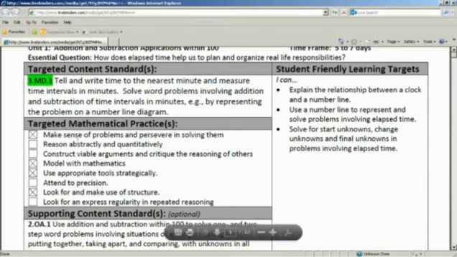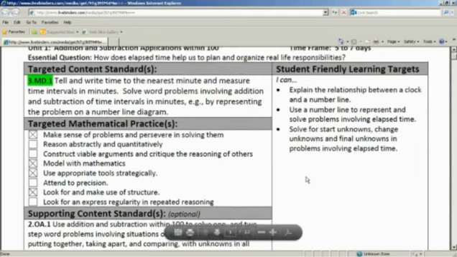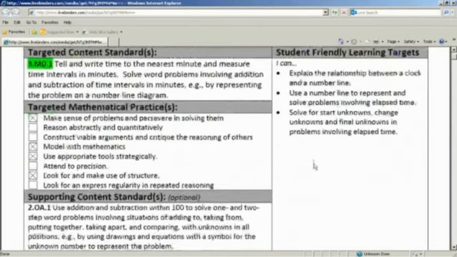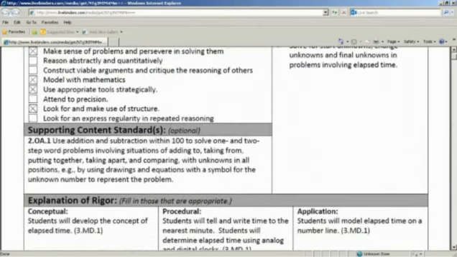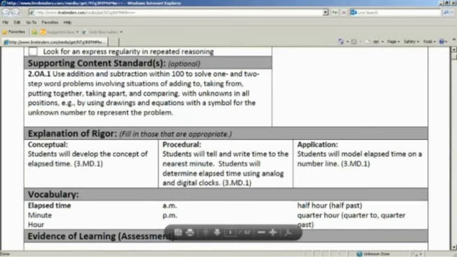Moving back over to the left-hand column, it's always good to note which math practices are included in this lesson. And then also listed here are the supporting content standards. As we mentioned earlier in the webinar, we're not focused on these for this particular lesson that we're writing. Moving down, we see evidence of where the rigor is occurring.